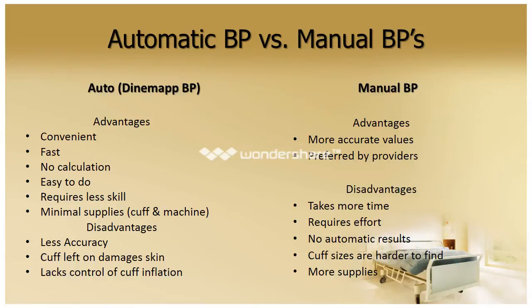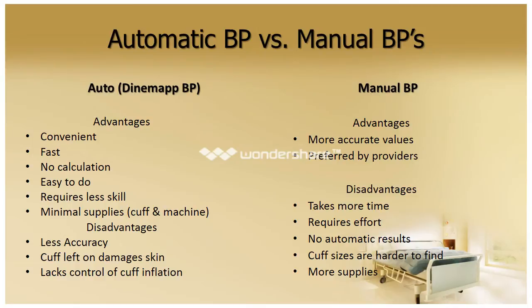So both of these have some advantages. Advantages of the automatic include that they're fast, easy, and convenient. There's not that much for you to do. Just apply the cuff and go at it. Less supplies are needed. Usually you just need a blood pressure cuff and connect the patient to the monitor. On the other hand, the manual cuff requires a little bit more work. However, an advantage is that it's preferred by most doctors and practitioners. The results are more accurate.